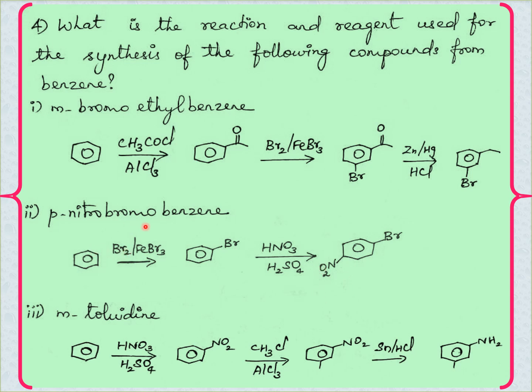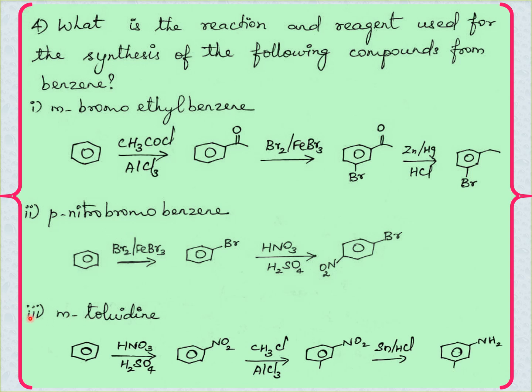So the compound is a para-substituted nitro compound. If we do the nitration first, we obtain nitrobenzene. The NO2 group is a meta-directing group, and on further bromination it provides meta-bromonitrobenzene, not our expected para-nitrobromobenzene. So we have to decide which process has to be carried out first, either bromination or nitration. That sequence we have to be very clear about.